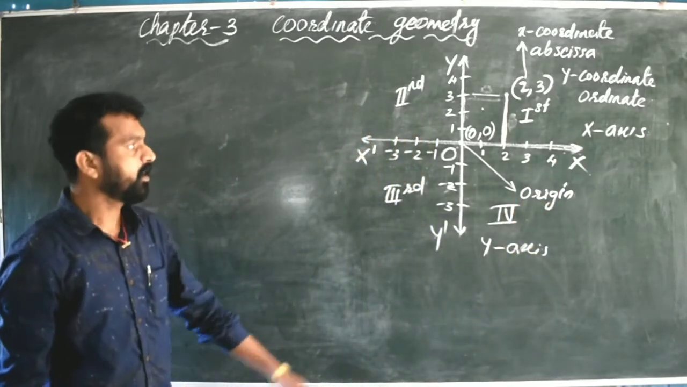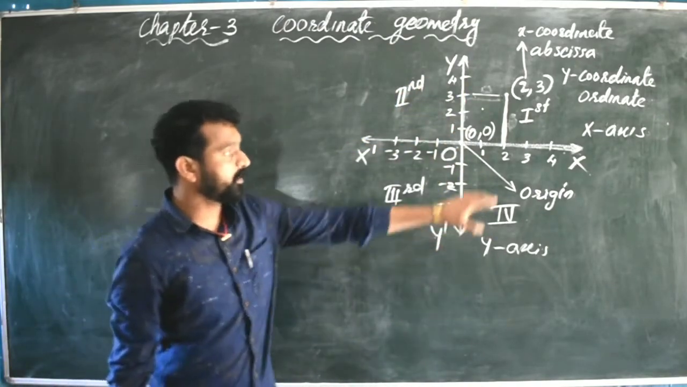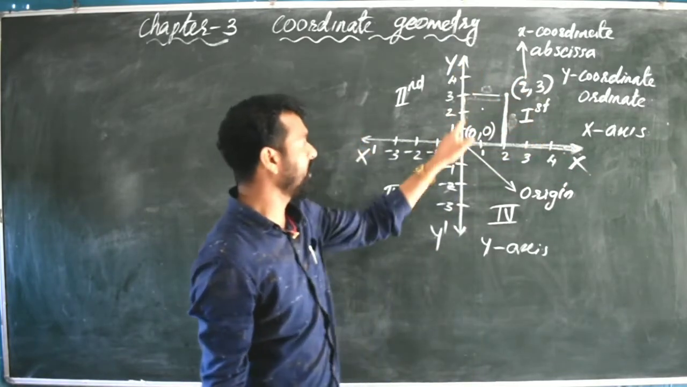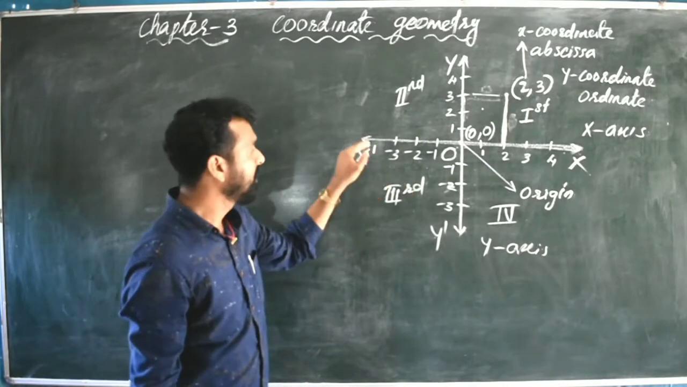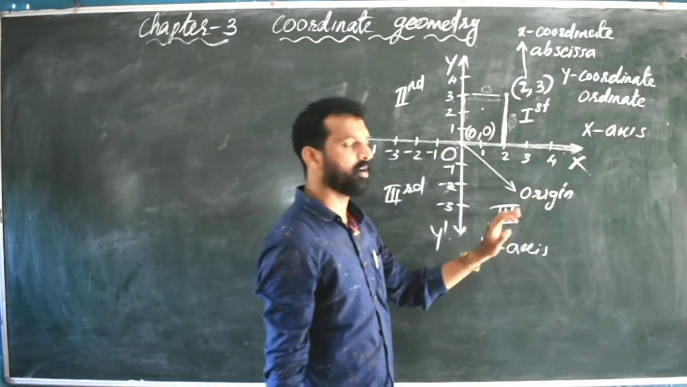The x-axis and y-axis divide this plane into 4 equal parts. Each part is called a quadrant, and XOY is the first quadrant. YOX dash is the second quadrant. X dash OY dash is the third quadrant. Y dash OX is the fourth quadrant.